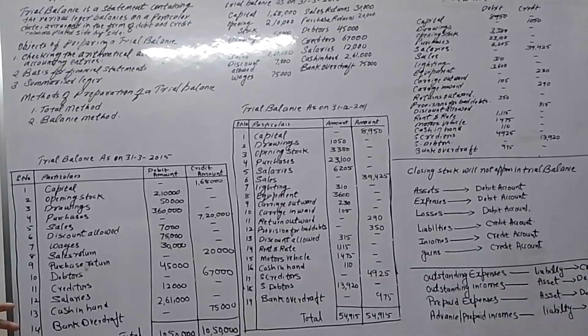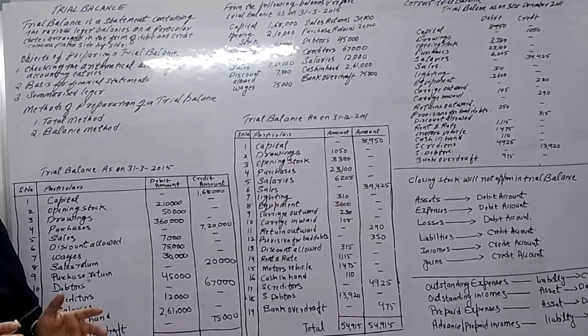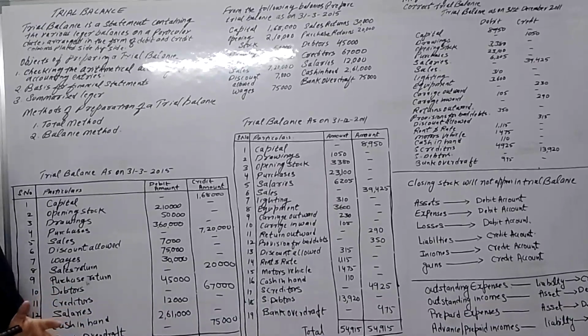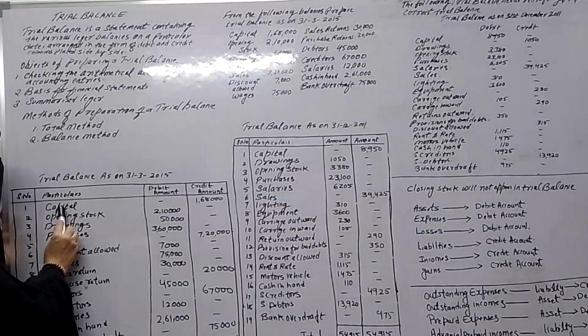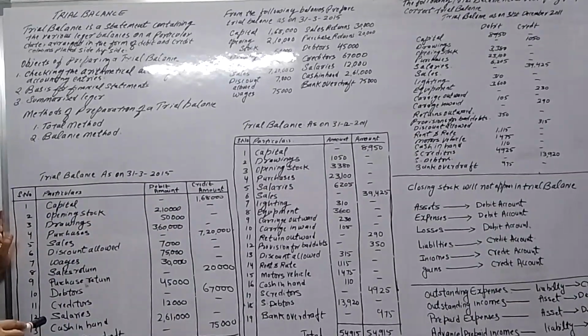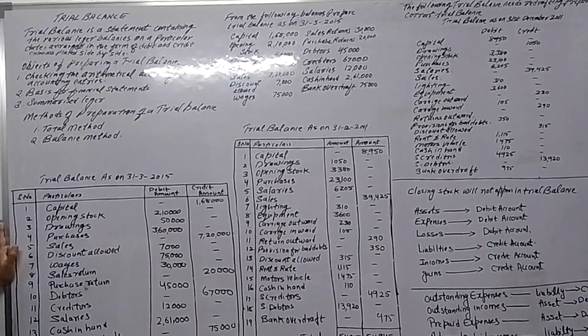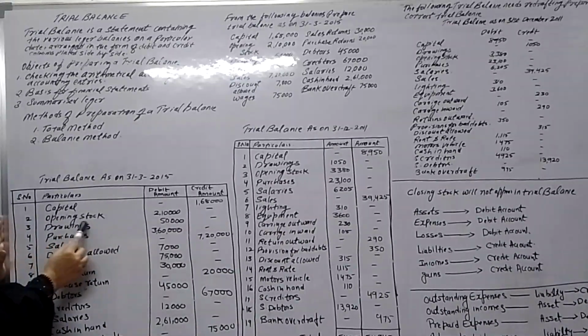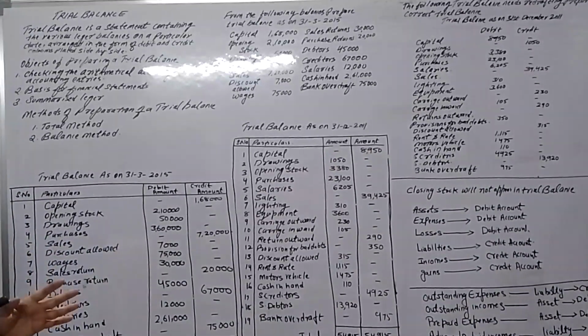Now in the question, the first information is capital, and capital is a liability. So liability is a credit account. So capital is a credit account. Capital, credit side 1,68,000. The next is given opening stock. Opening stock is a debit account. So debit side 2,10,000. The next is given drawings.